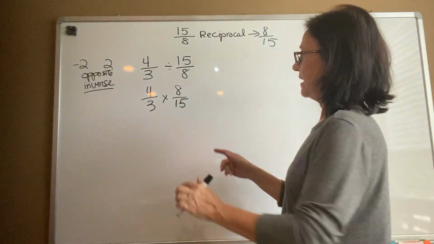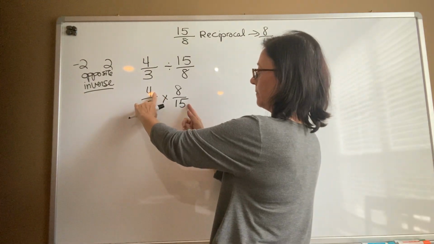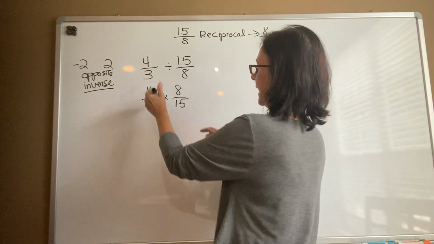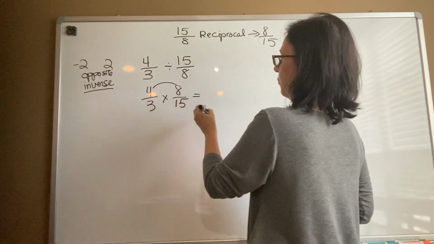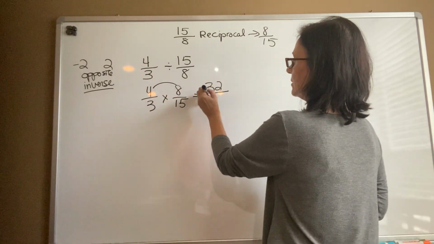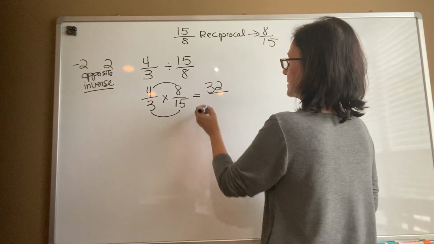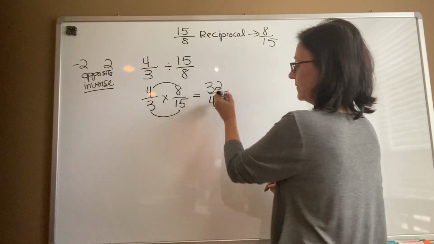Then I ask myself, can I simplify before I multiply? 4 and 15, 3 and 8, so I multiply. 4 times 8 is 32. 3 times 15 is 45.